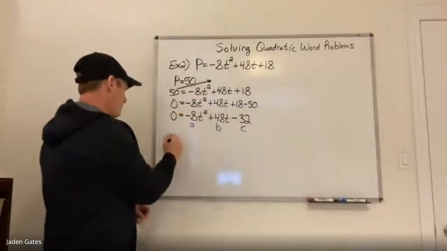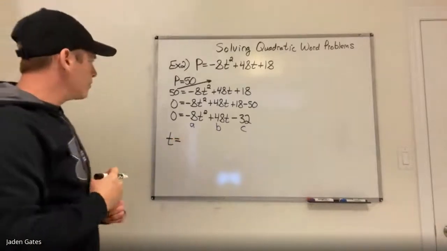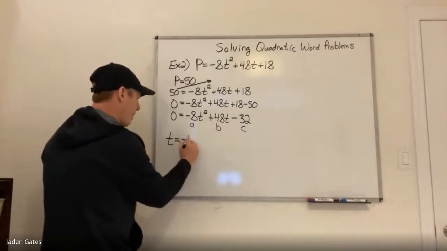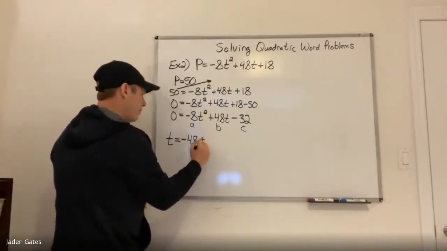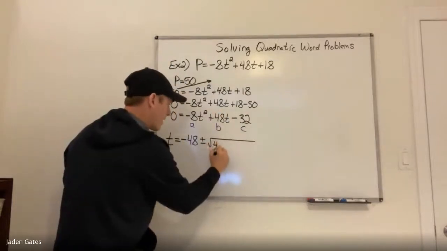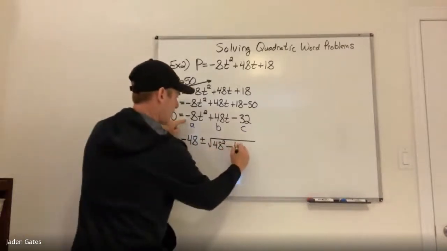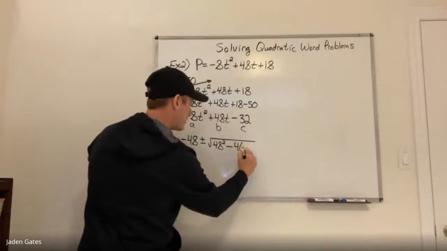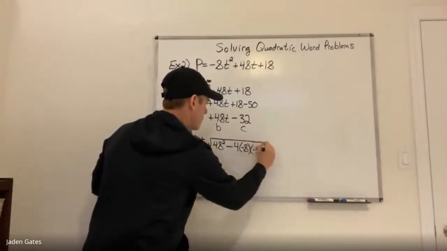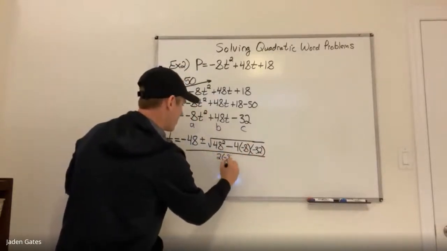All right, so again, I'm going to solve using the quadratic formula. So I have t equals negative B. B is positive, so I'm going to switch the sign. It's going to be minus 48 plus or minus the square root of B squared, which is 48 squared, minus 4A, where A is negative 8, times C, which is a minus 32. And of course, all over 2A, so 2 times negative 8.